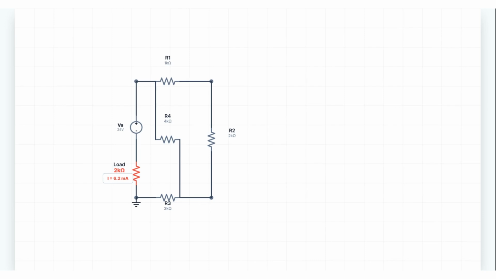New equations, new algebra, new answer. Then your professor says, now try 3 kiloohms, now 4, now 5. You realize you're solving the same circuit over and over again, just changing one resistor. There has to be a better way.